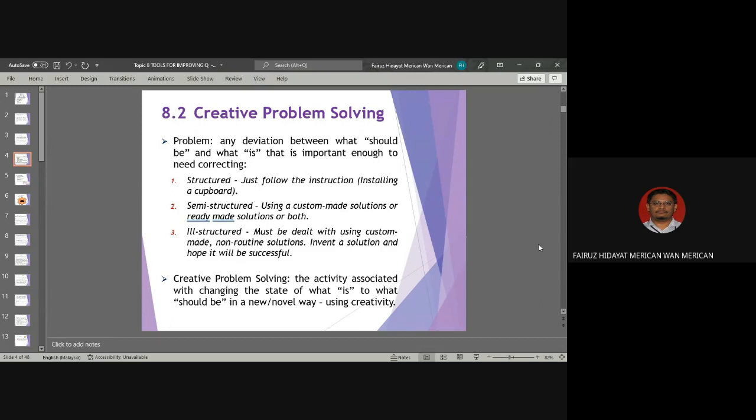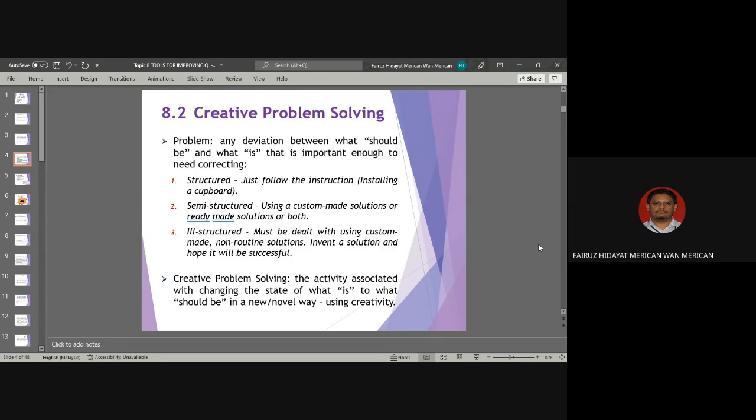And the third one is ill-structured. Ill-structured means that the problem will be resolved using a custom-made, improvised solution or a non-routine solution, a solution that is not the common practice. In other words, you are inventing a solution, and hopefully that approach will be successful in solving the problem. So these are the three approaches that normally are used when it comes to solving problems.